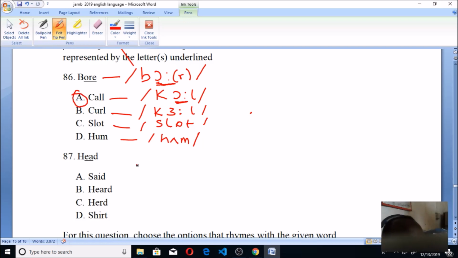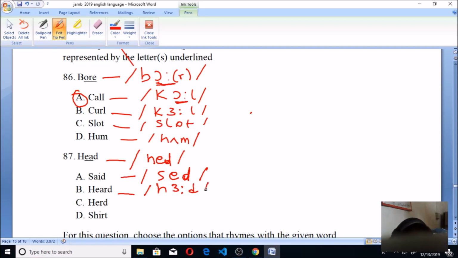Now let's look at the second question, head. So what is the oral transcription for head? It is simply H and the S sound and D. For said, we have S, the S sound, which is represented by the letter E and D. Then this one is heard, and it is represented as this, heard. Whereas this other one is also heard, similar, represented also as this.